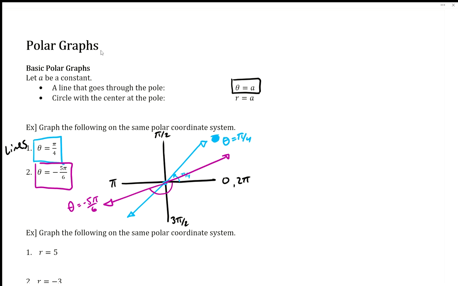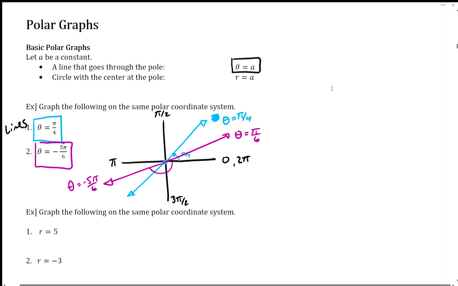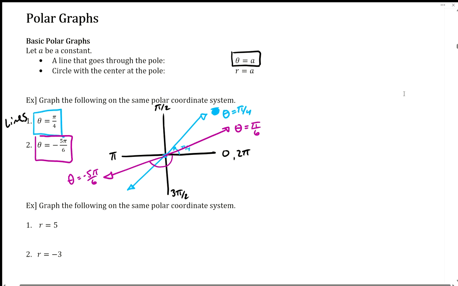These lines, the equations for them, are not unique. For instance, this purple line could also have been just theta equals pi 6. So they are the same. We get the same line. But the main thing is just measure the angle and then draw a line through it, similar to how we might have done unit circle problems in the past.